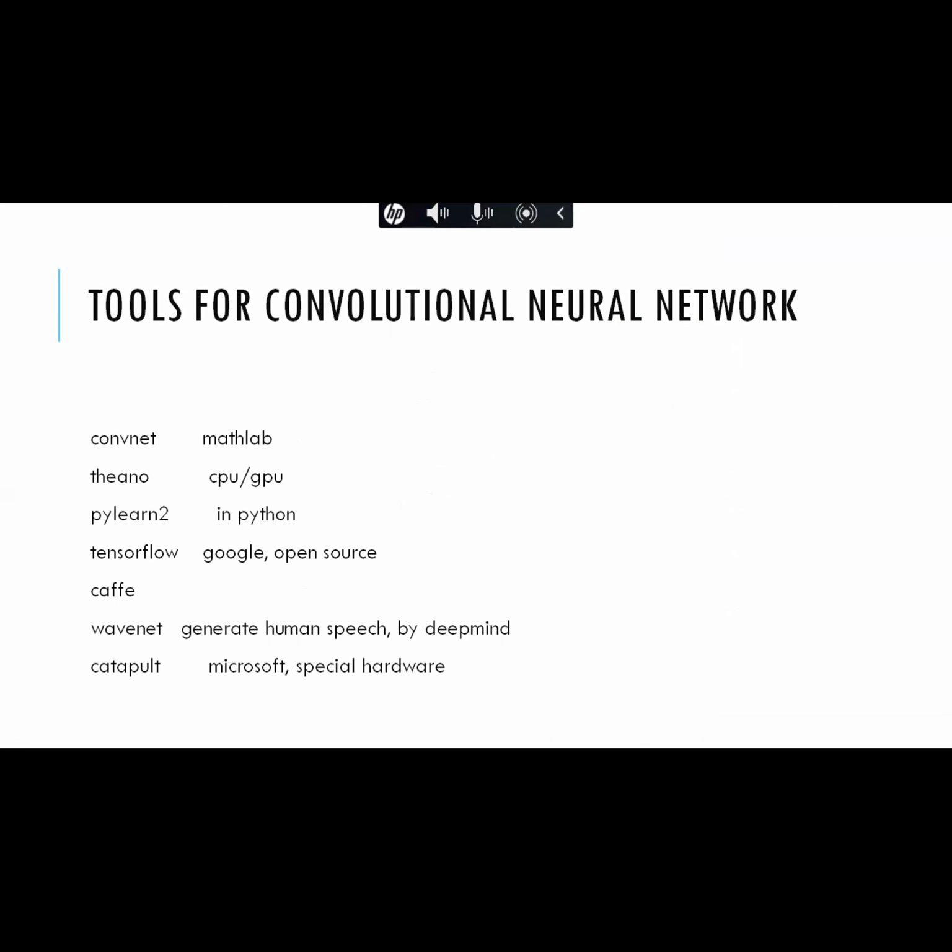So the tools are ConvNet, MATLAB, for CPU and GPU, Python, TensorFlow from Google, open source, Caffe, WaveNet for generating human speech by DeepMind, Catapult by Microsoft. So these are the various tools in convolution neural networks.